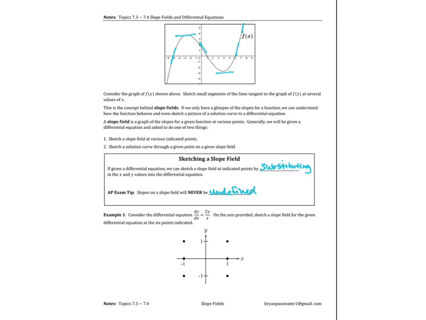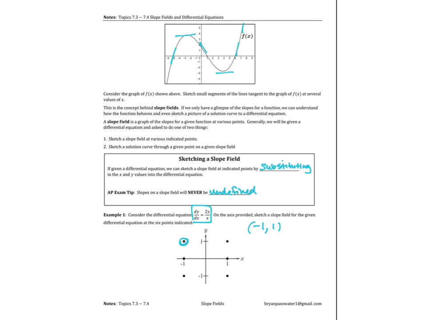Okay, so let's practice. It says, consider the differential equation dy/dx equals 2y over x. So this is the slope. dy/dx, that's the differential equation. On the axis provided, sketch a slope field for the given differential equation at the 6 points indicated. So let's start at (-1, 1). I'm talking about this point right here. We're going to plug in the x and y values into the slope and see what the slope of the tangent line would be at the point (-1, 1).